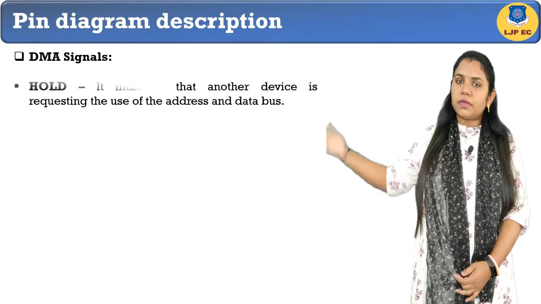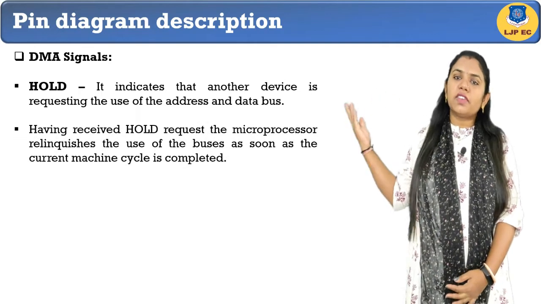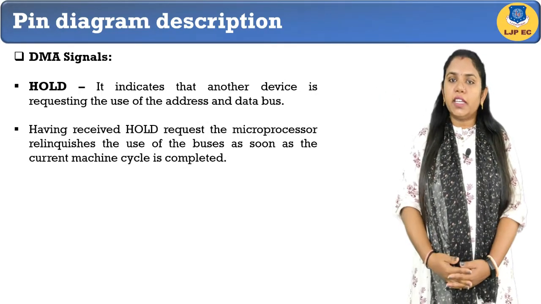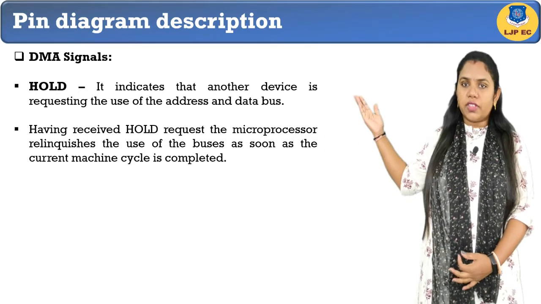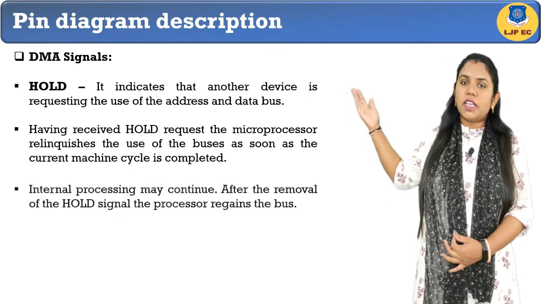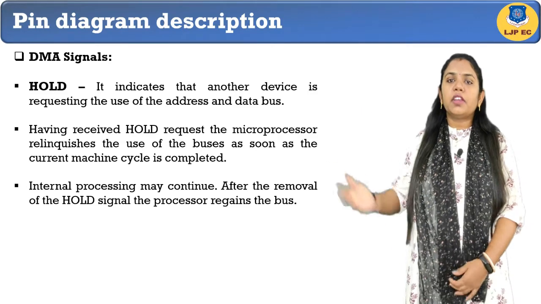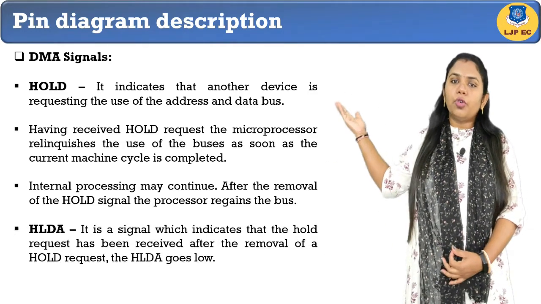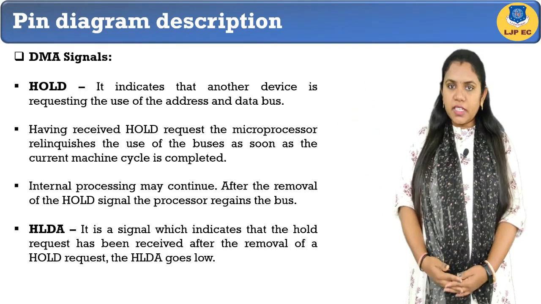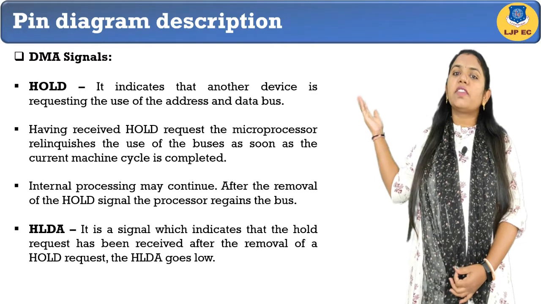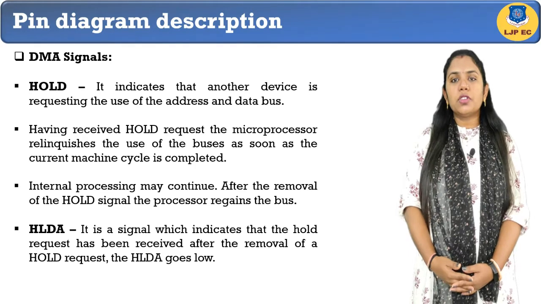Next, DMA signals, that are first hold. It indicates that another device is requesting the use of the address and data bus. Having received the hold request, the microprocessor relinquishes the buses as soon as the current machine cycle is completed. Internal processing may be continued. After the removal of the hold signal, the processor regains the bus. Next, HLDA. It is a signal which indicates that the hold request has been received. After the removal of the hold request, the HLDA goes low.